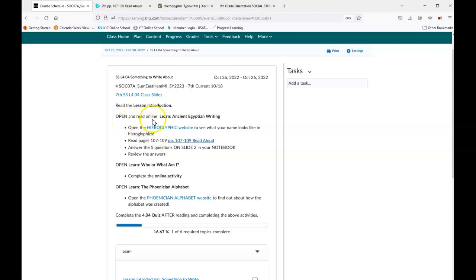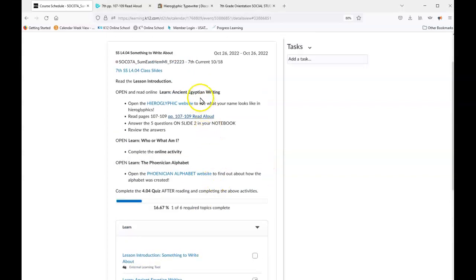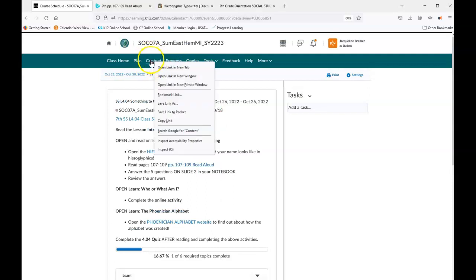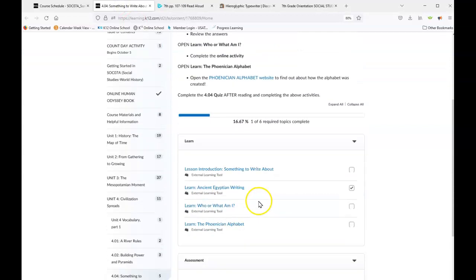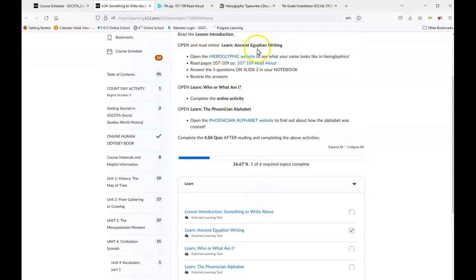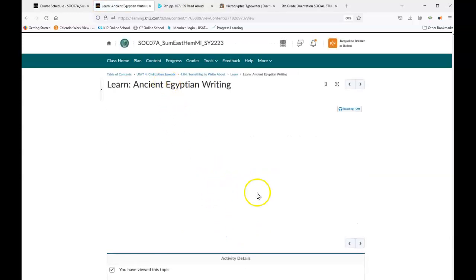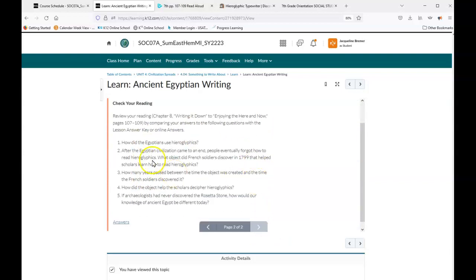And then, when you open the Learn Ancient Egyptian Writing, there are 5 questions on slide 2. Answer those in your notebook. I'm clicking on content, right-clicking, and opening a new tab, because I want to keep my directions up here. I'm going to go into this Ancient Egyptian Writing and find those questions. Okay, here are the questions right there.